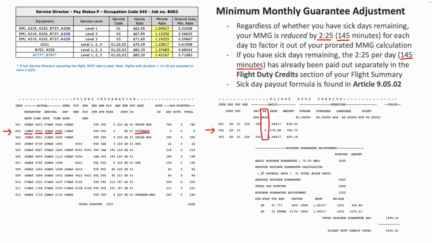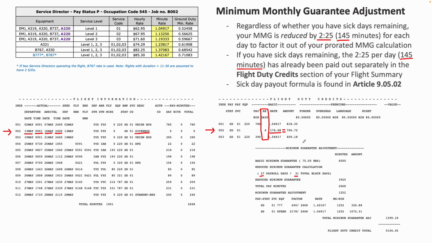So in that case, we see that there are 4 days removed from the MMG calculation, but those 4 days are still paid out under flight duty credits, and we see it paid out in units of days. So the number obtained for each day was $176.68 per day for the time spent off payroll sick. So then 176.68 times 4 would be the number we're looking for, and that is equal to $706.72 that we see paid out within flight duty credits.